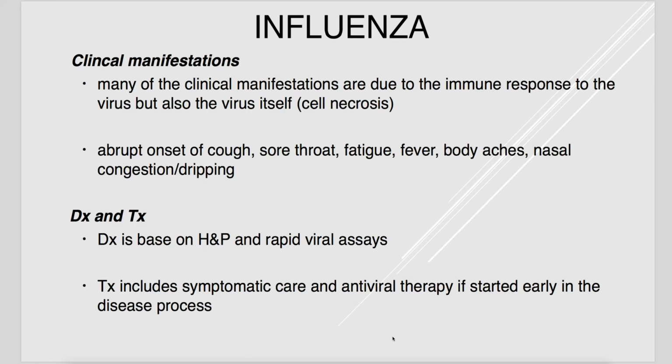So diagnosis based on history and exam, and then the rapid viral assays, which have a 20 to 30% error rate both ways, so that's something to keep in mind. And then treatment, symptomatic care. There are antivirals out there like Tamiflu, which, if they're used within the first 48 hours of the onset of symptoms, might be effective.